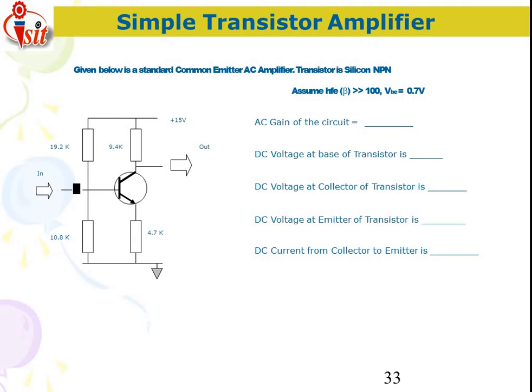The simple transistor amplifier. Given below is a standard common emitter AC amplifier, the transistor is a silicon NPN. Assume beta is very much greater than 100, VBE is equal to 0.7 volt. We have to calculate the AC gain of the circuit. The DC voltage at the base of the transistor is also an important factor, along with the DC voltage at the collector. Then the DC voltage at the emitter of the transistor is also important, along with the DC current from the collector to emitter.